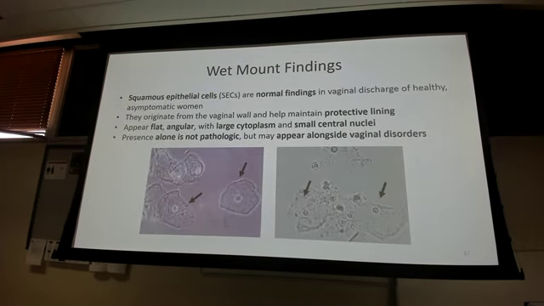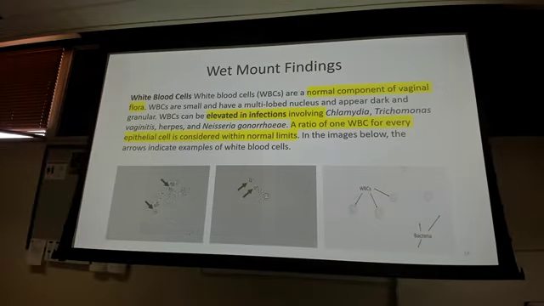All right, so this is what we consider normal flora in a wet mount. You have squamous epithelial cells. These are just normal vaginal cells that you'll see, so if you do see them, don't be alarmed. It's normal and asymptomatic. They're flat, angular, and have a very large cytoplasm, and they alone are not pathologic at all. Even if she has a disorder, you can still see them in there, but seeing them by themselves doesn't mean that she has anything going on with her.